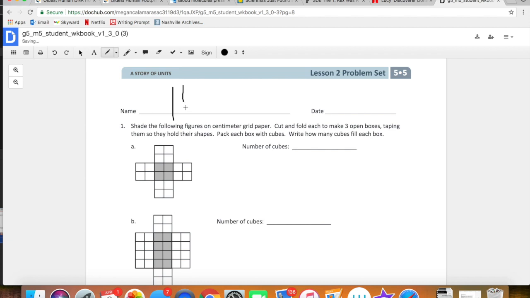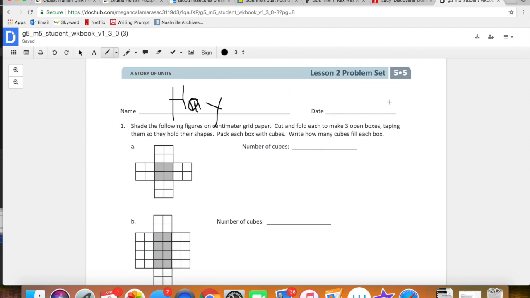Hey kiddos! I had to download a new app. Wow, that's kind of cool. So that I can write on PDFs, because for some reason my pen still will not allow me to write on PDFs. So I'm just making it work. That's funny.